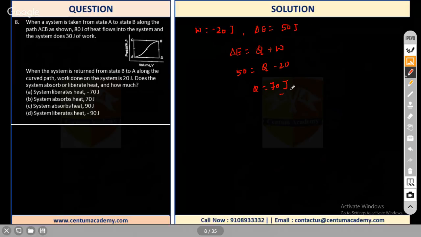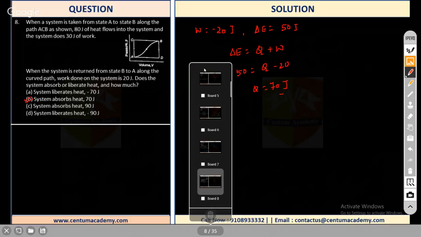Now, what is the meaning of this 70 joule? Initially, it was 50. Right now, it becomes 70. So obviously, the energy has been absorbed, and the value is 70. So answer B is correct here. Also, all of you have done this. Next question you see.